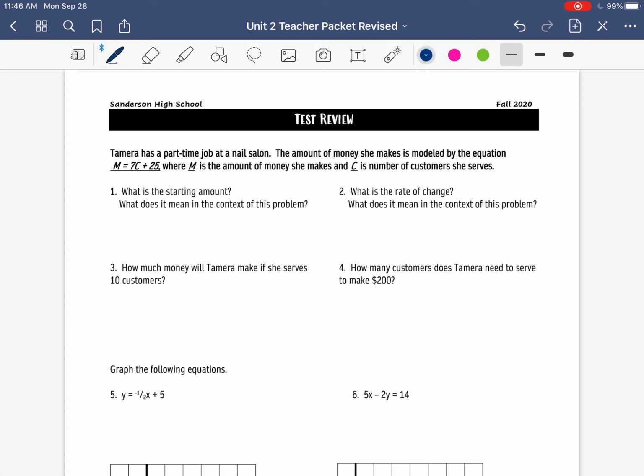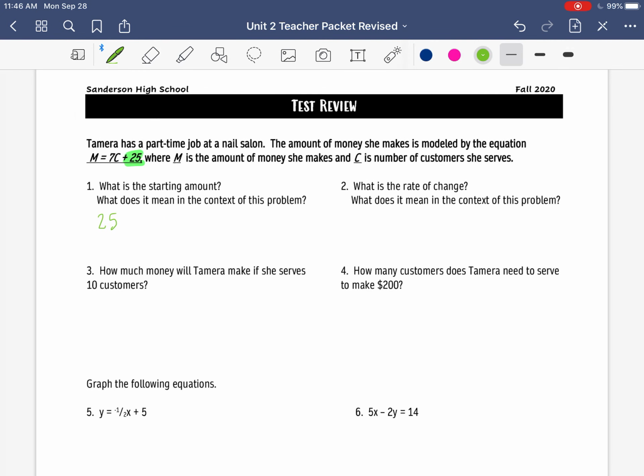Remember, your starting amount, or your y-intercept, is going to be the constant in your equation, the number that's by itself. So in this case, it's going to be that 25. So the starting amount is 25. And if we think about what's going on in this problem, she is working at a nail salon. She's getting $7 for each customer, so that's next to our C, plus $25. So she's going to get that $25 no matter what. And in the context of this problem, that $25 is the amount that the salon pays her for working that day. So she gets this $25 no matter what.